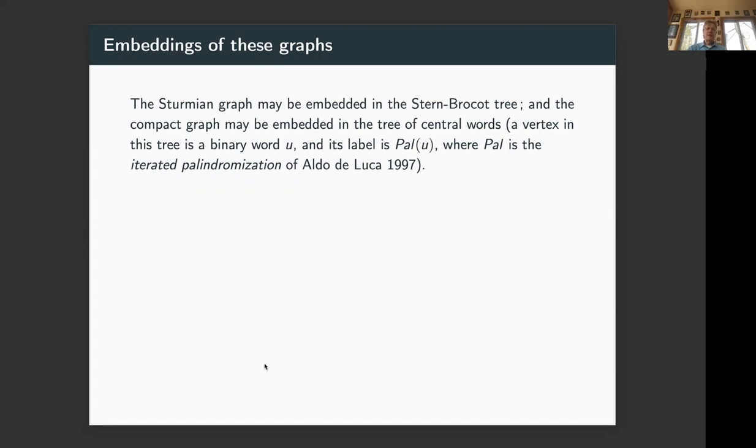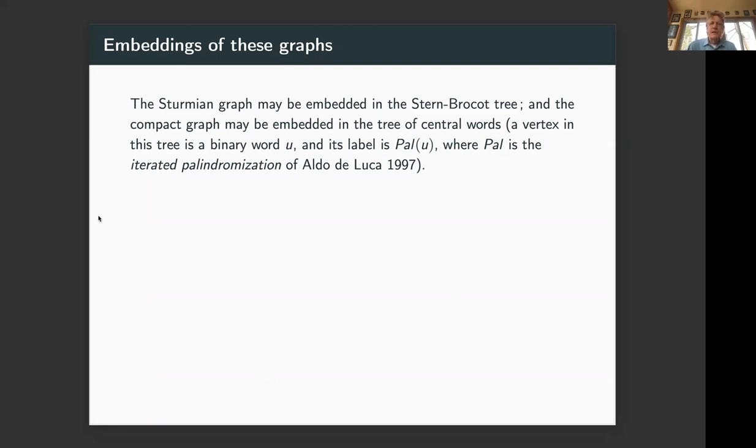Now, we have noted that the Sturmian graph may be embedded in the Stern-Brocot tree. And the compact graph also may be embedded in the tree of central words. The word embedded is a little bit exaggerated, but I'll show you an example. The vertices are the same, and then one must add some edges.